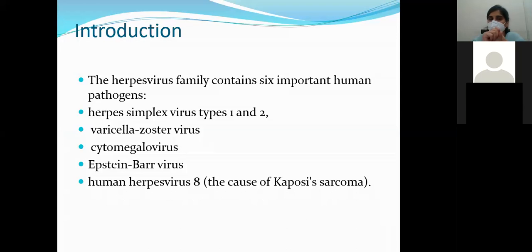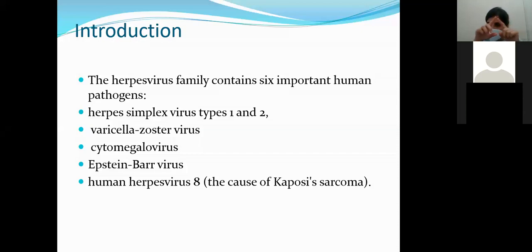What are we studying, son? We are discussing DNA viruses. And herpes virus is a double stranded DNA virus. It is an enveloped virus. As I told you, viruses can be double stranded RNA viruses, single stranded RNA viruses, double stranded DNA viruses, and single stranded DNA viruses. And the herpes virus family is double stranded DNA viruses which are enveloped.